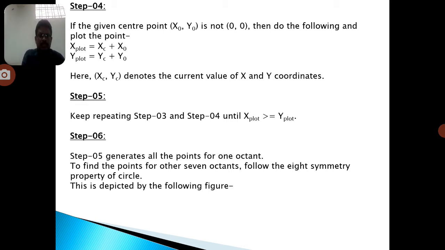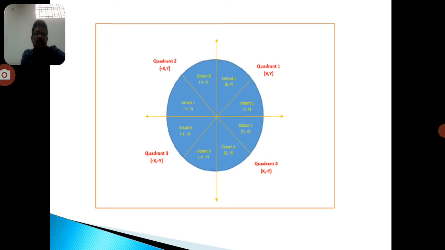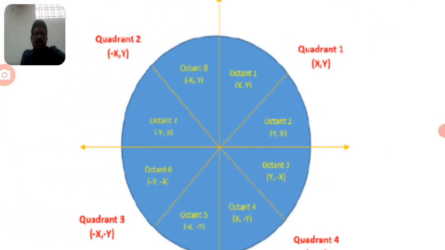Next, we can generate all the points based on the decision parameter pk, and we are going to find only the one octant elements. The remaining 7 octant elements are derived depending on the pk value. Now we are going to take this particular circle identification.